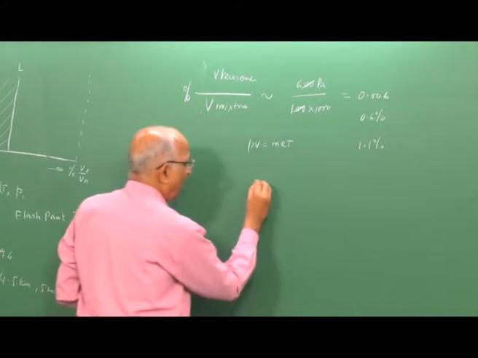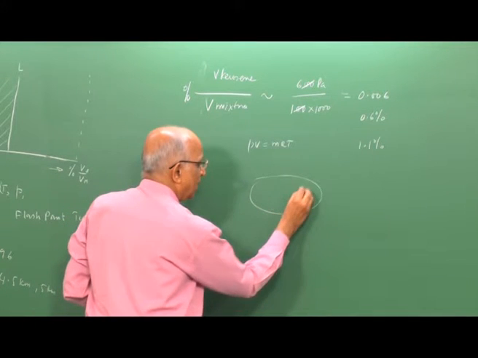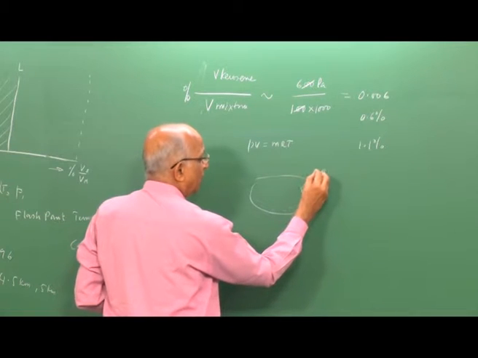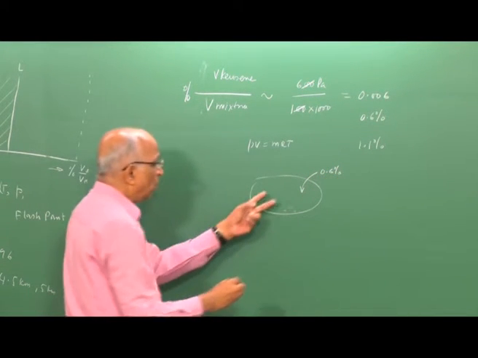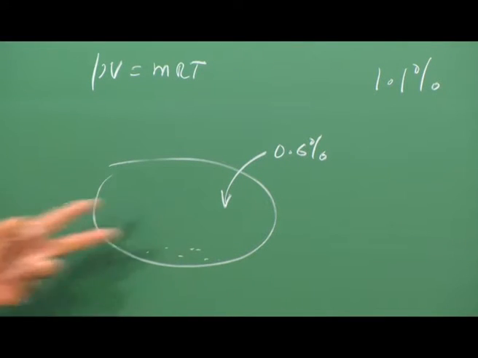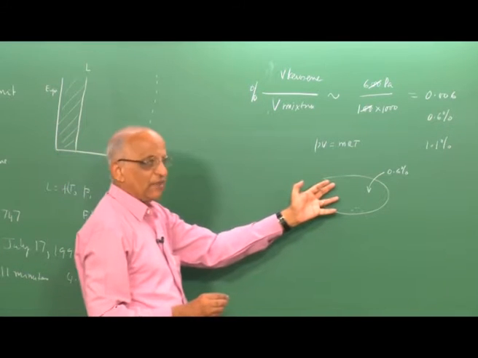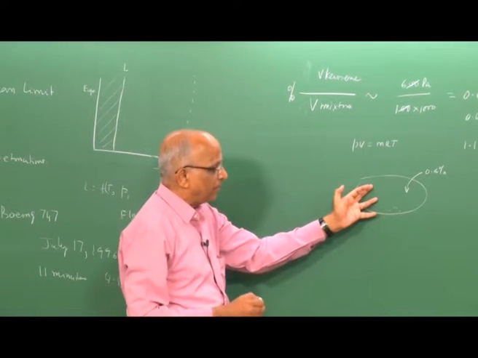Therefore, on the ground, if I have a tank in which I have kerosene, the vapor mixture which is formed has a percentage volume of something like 0.6%, whereas to be able to burn it, I require a minimum of 1.1%. Therefore, it is safe from the considerations of any fire happening here.